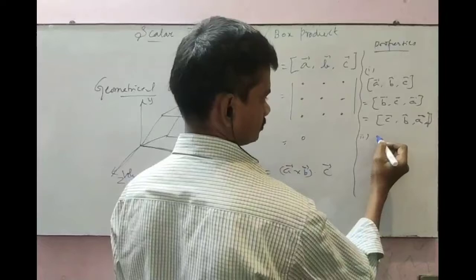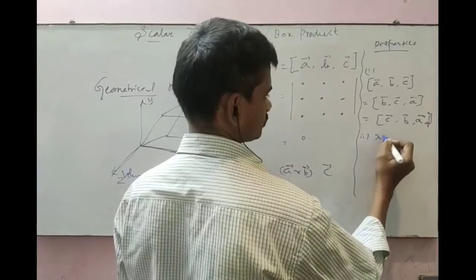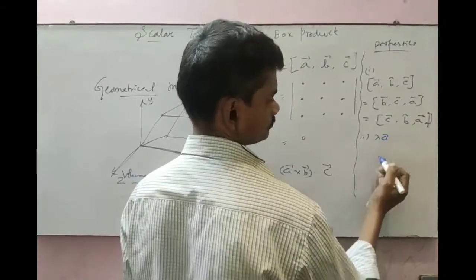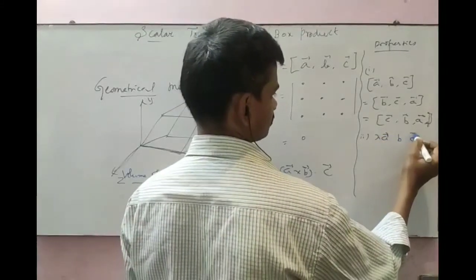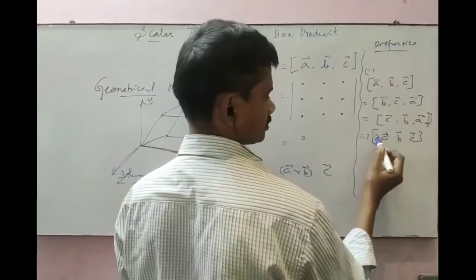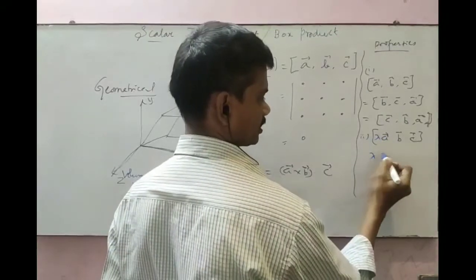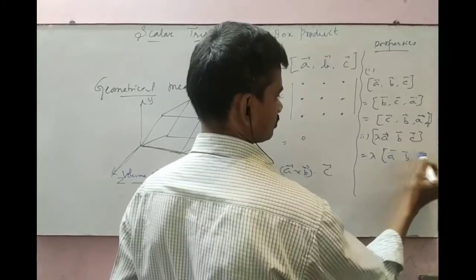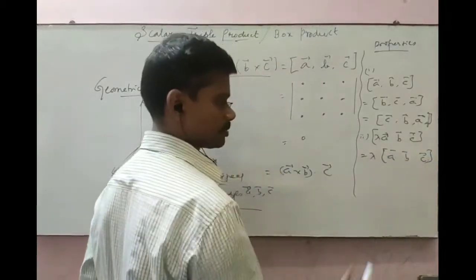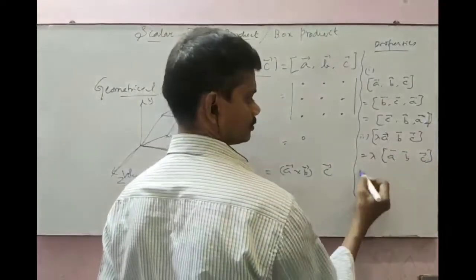Then if you have any scalar product with any vectors of box product, and some number is common in it, you can take the lambda common and then you can find the box product of A, B, C. Lambda is taken outside as common, and you can do it like this.